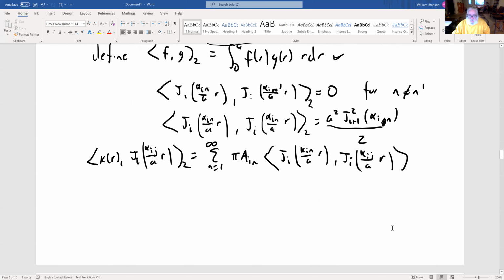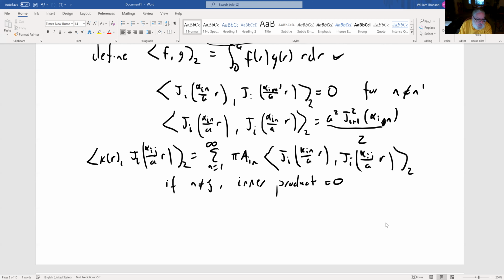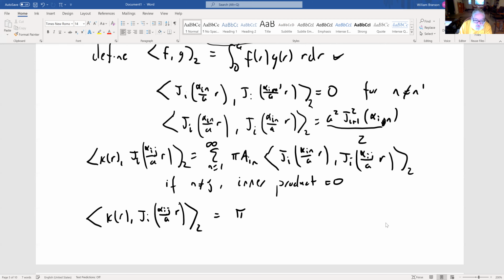And so what do we get out of that? Well, if n does not equal j, that's inner product 2, then the inner product equals 0 because these things are orthogonal. So we end up with k of r, j sub I alpha sub I j over a r, bracket 2 equals pi. So now we're setting n equal to j. That's the only thing that survives. And then this whole mess turns into that.